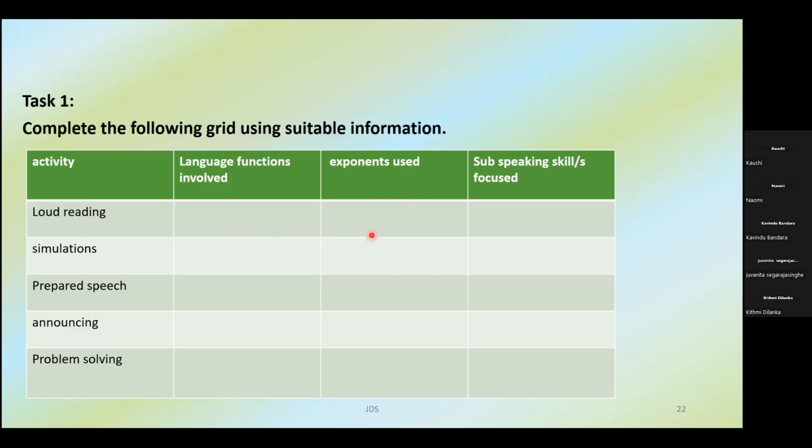Exponents used. Now for loud reading, you don't have exponents really, right? Now, may I, shall we, those are known to be the exponents. When it comes to loud reading, you don't have any kind of exponents. You just read out what is provided to you. Sub-speaking skills: once again, articulation, right? Clarity of speech and articulation. For simulation, tell me, any kind of language function.